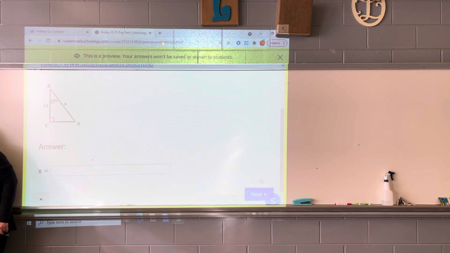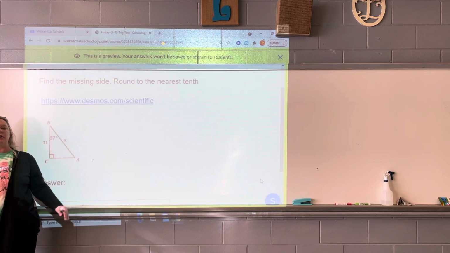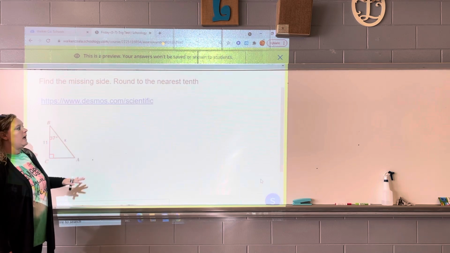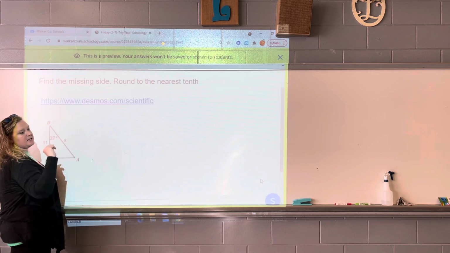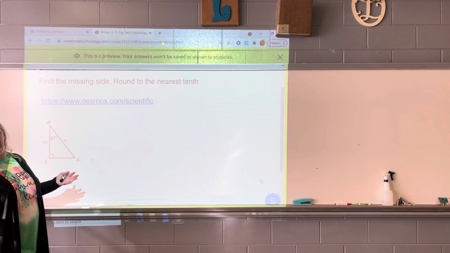Okay, so the next one is finding a missing side. So this one is where you're going to need to do your proportion. And I gave you a link right here. If you'll click that link, it opens up a Desmos, the scientific Desmos calculator, okay?